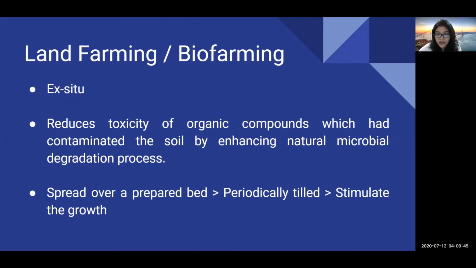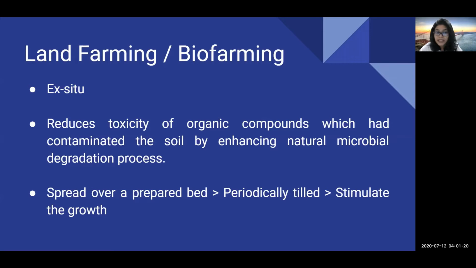What I chose is land farming, or we can call it biofarming. It is an ex situ bioremediation technique. In general, biofarming is a treatment process to reduce the toxicity of organic compounds which have contaminated the soil by enhancing the natural microbial degradation process.